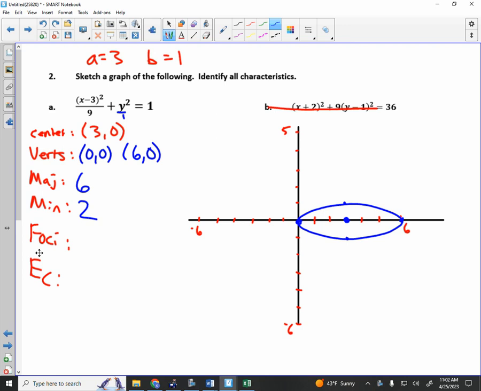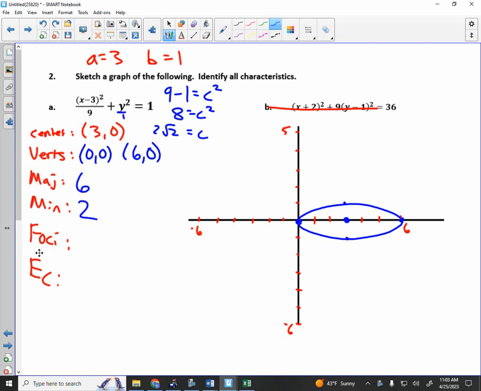In order to find the foci and the eccentricity, I need to find what value? See, I take a squared, which is 9, minus b squared, which is 1, and I get c squared, or 8 is c squared. So what is c then? 2 roots of 2. Thank you for simplifying. Those things come along with us.